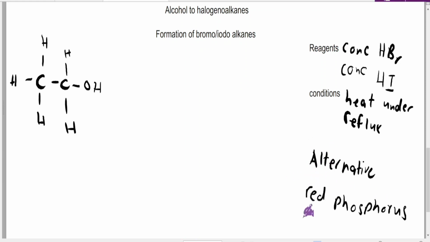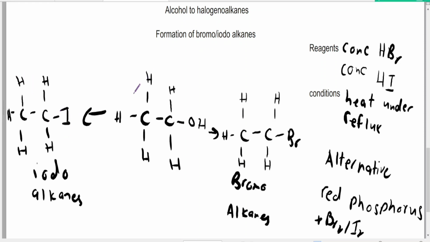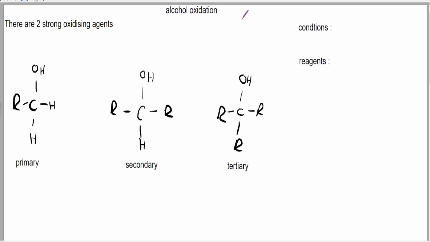So red phosphorus plus bromine or iodine, and you add the phosphorus separately to the bromine or iodine. So alcohol would form bromoalkane if you have conc HBr and you heat it under reflux, or you add red phosphorus with bromine. And iodoalkanes would be formed from alcohols if you add conc HI and heat under reflux, or you add red phosphorus to iodine. So now we move on to alcohol oxidation.